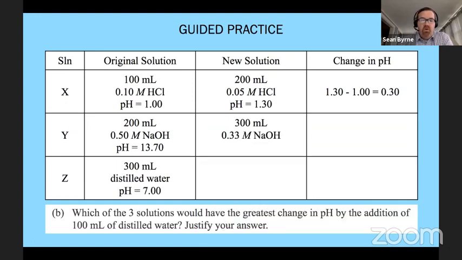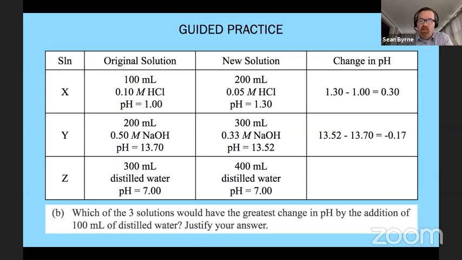So our new molarity here is 0.33 molar NaOH, and that's kind of the key to this problem. So our pH goes from 13.7 to 13.52 for a difference of 0.17. This pH happens to be going down, but the overall difference is 0.17.